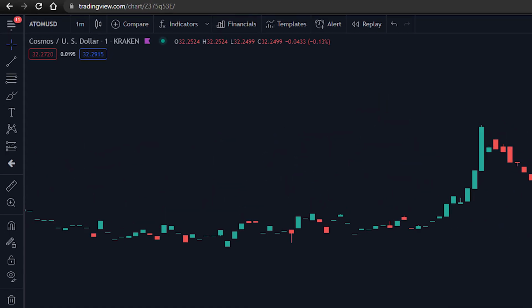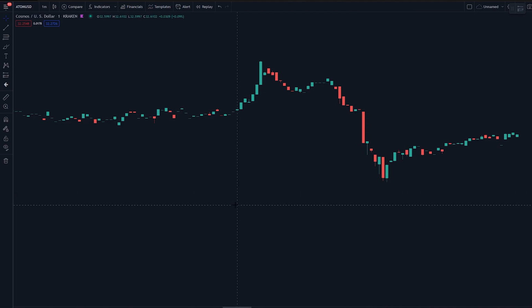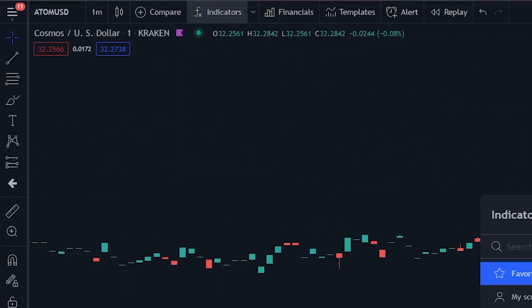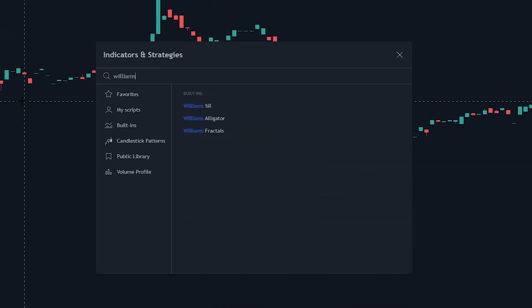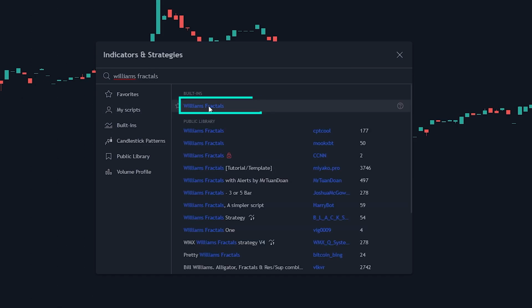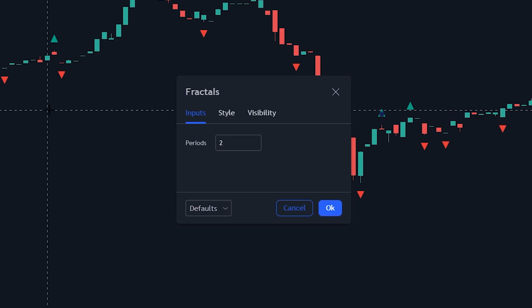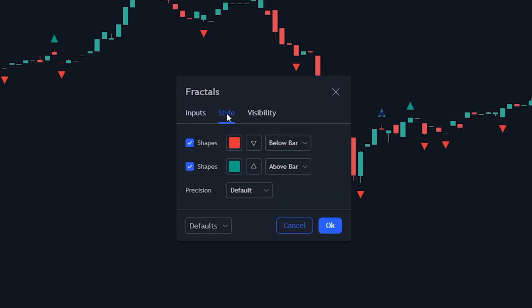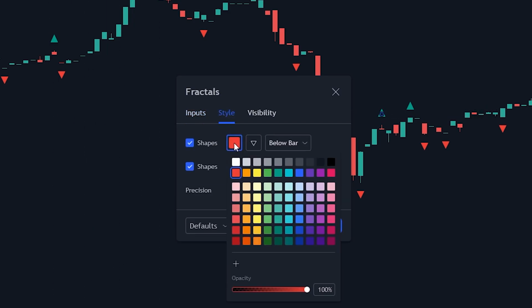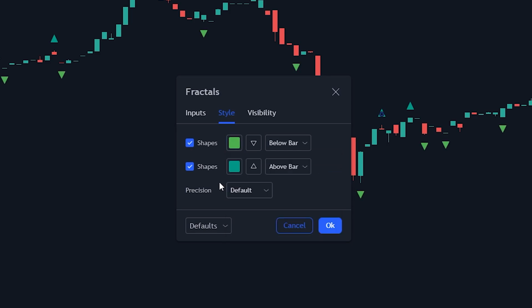First things first, get on TradingView or whatever trading chart platform you use. Right now, I have my time frame set to 1 minute, but this strategy will work for almost all time frames. Let's add the Williams Fractals indicator first. To do that, go to the Indicators tab, type in Williams Fractals, and it's going to be the one right here. The default settings will work perfect. Just make sure the period is set to 2, and for the colors, it's originally red then green, but I flipped them to green then red, so it's easier to understand when reading the chart.